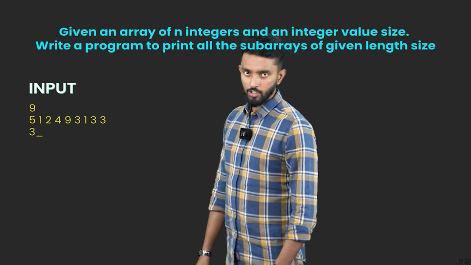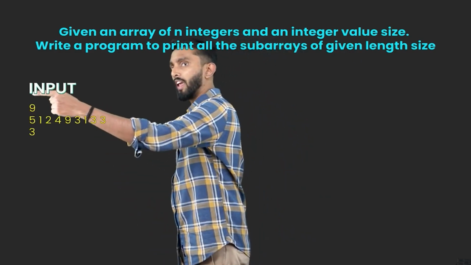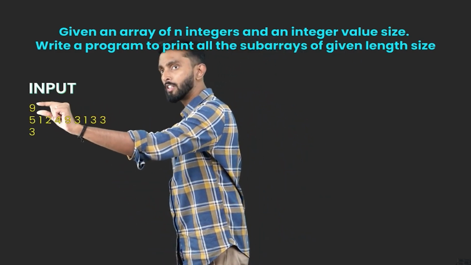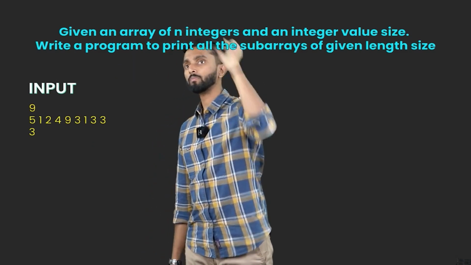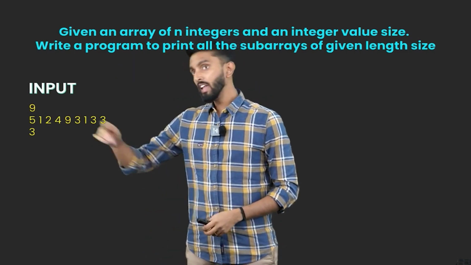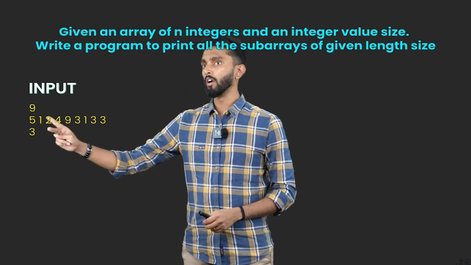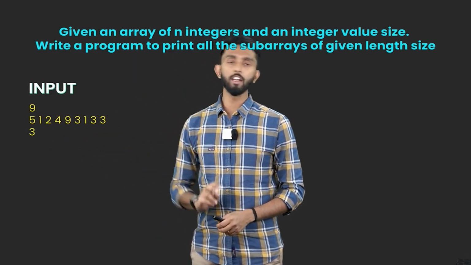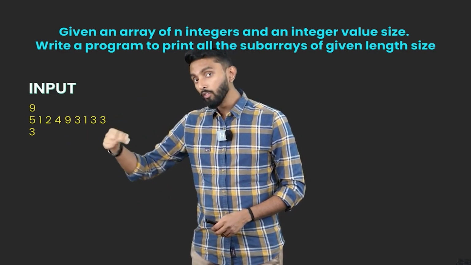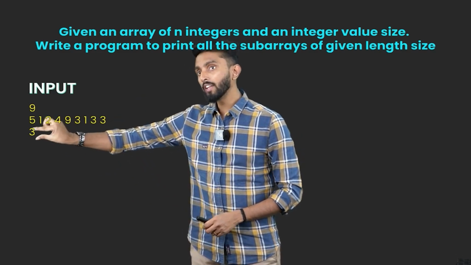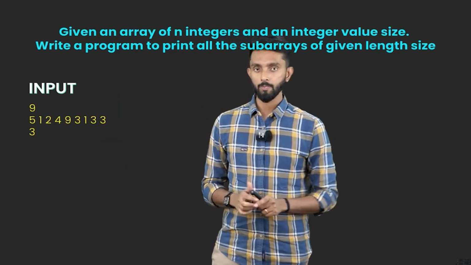Input looks something like this. Assume they'll first give you 9. This 9 is only n. Next they will give you 9 integers. Understood? 5, 1, 2, 4, 9, 3, 1, 3, 3. Then they will give you one more input, 3. That 3 is only size.